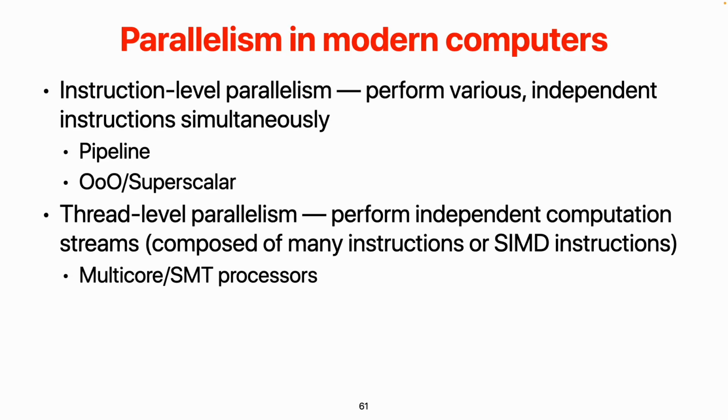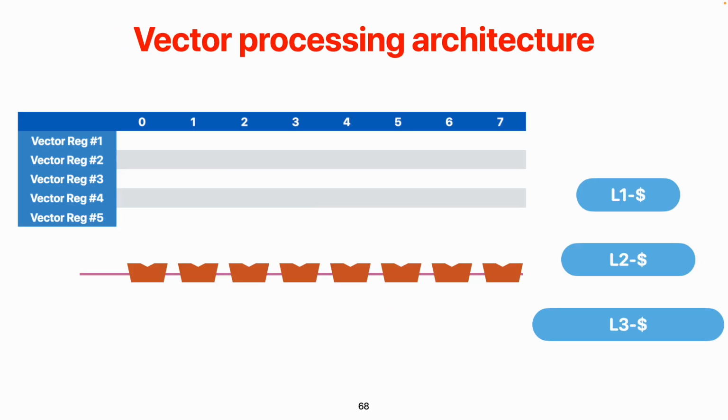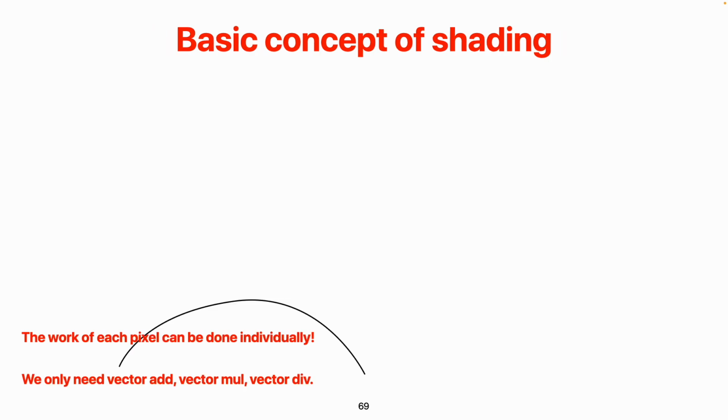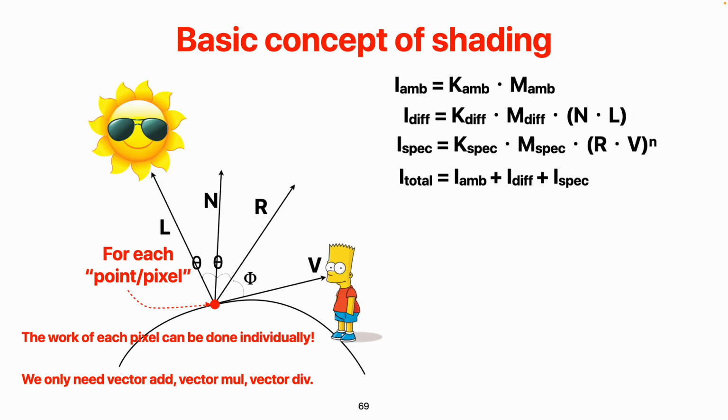So we have to think about a new type of parallelism, right? We have talked about data level parallelism and vectorized processing. Another place we find a lot of vectorized processing is in computer graphics. If you look at the basic concept of shading, it's basically going through a set of vector operations like this.